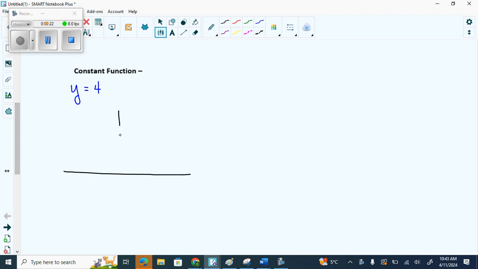So if we drew that graph at y equals 4, like this dashed line points 4, you would have a completely horizontal line. This is the function y equals 4. So constant functions are just horizontal lines.